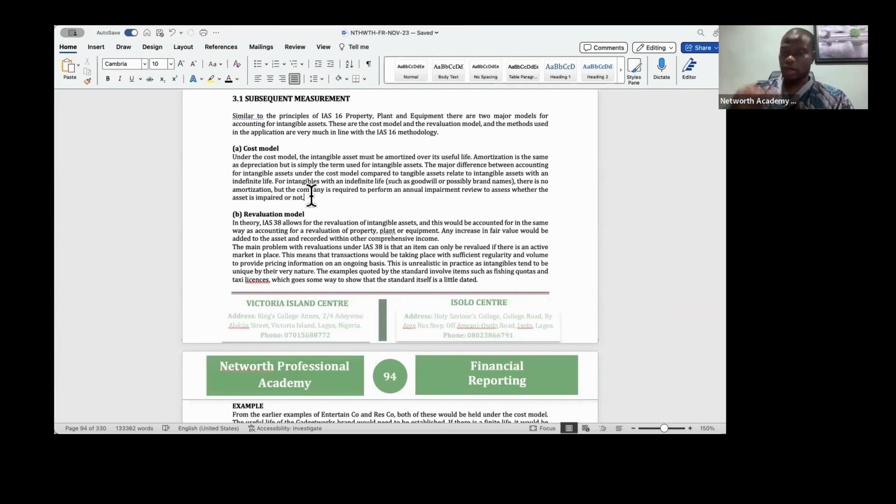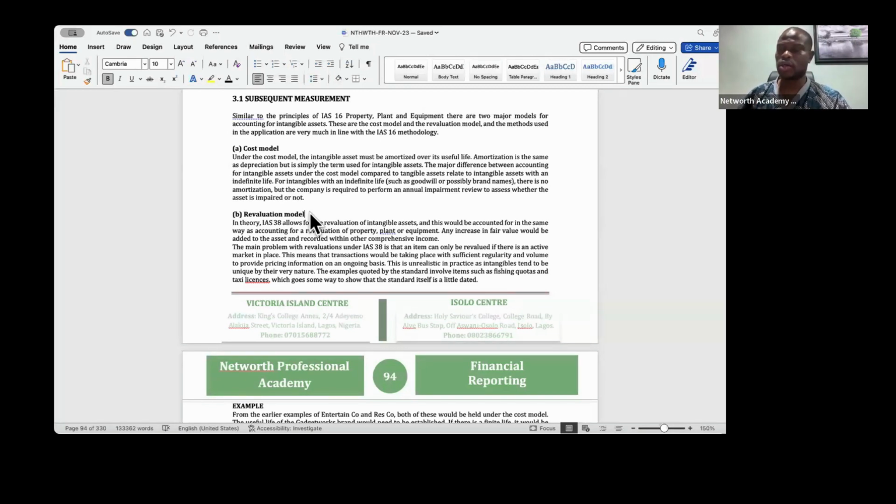Okay, so that's why at the end of every year, we reassess it. Is this still indefinite? Another thing you need to know, especially for the revaluation model, is that for intangible assets, before you can use the revaluation model, the asset must have an active market value, meaning we must be able to know their market value. If it's not an asset that we can know its market value, then you cannot use a revaluation model.